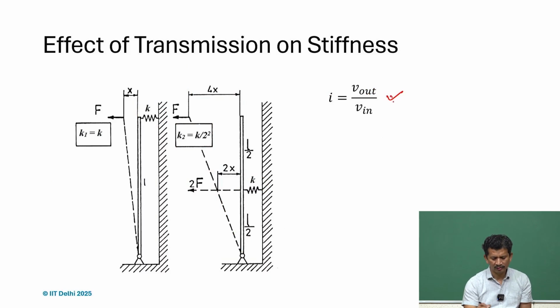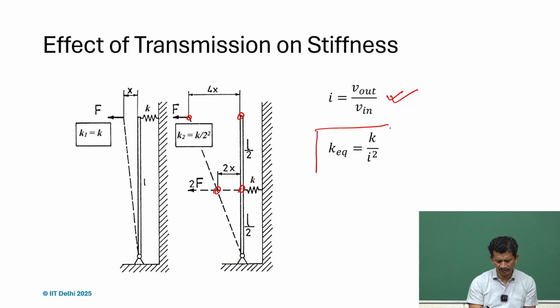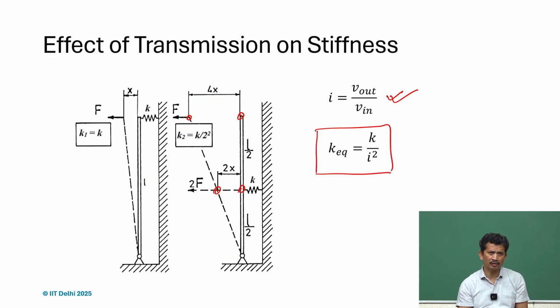And so, we can write it in terms of the transmission ratio also. If we write the transmission ratio as I, which is V out by V in, V in is with respect to where we are placing the component, and V out is the point of interest where we are applying the force or getting the output. So, here the ratio will definitely be 2 in this case, and if we generalize, and later we will also look at it, we can always write that if I is the transmission ratio, the equivalent stiffness will be k over I squared.